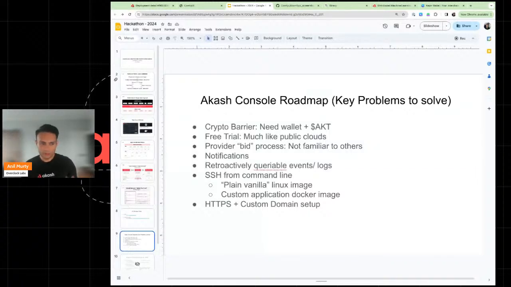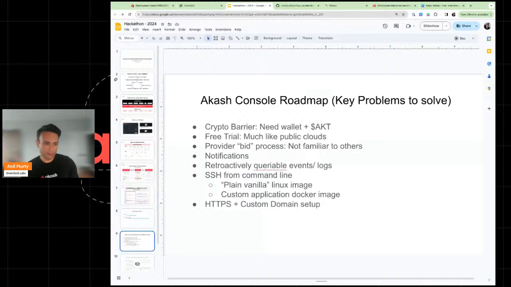The second problem is if you're somebody that just wants to try this out before you commit to spending more time with it, there needs to be an easy way to do a free trial, very similar to what you can do with public clouds today, where if you go to AWS and create a new account, you get probably $100 or something. Maybe they start doing it now.